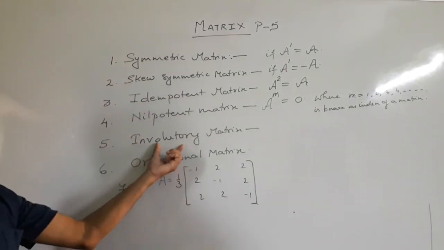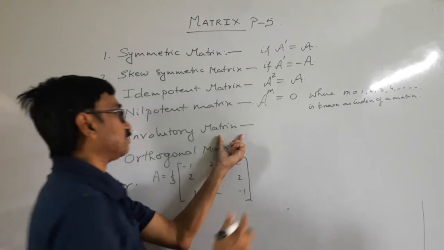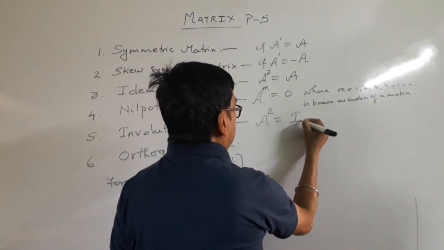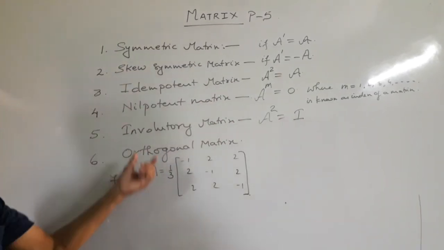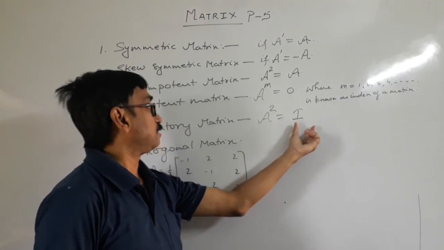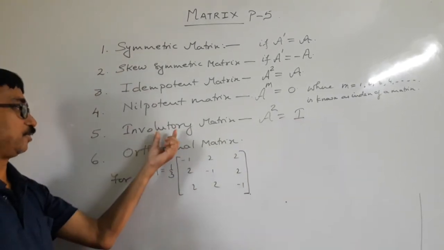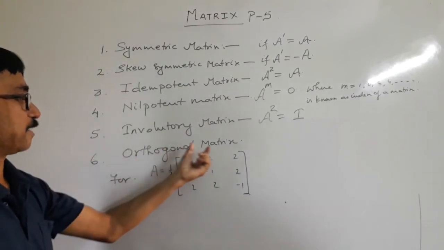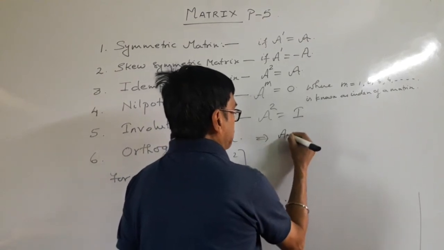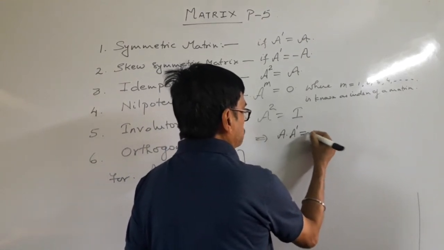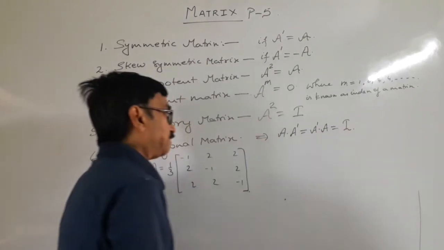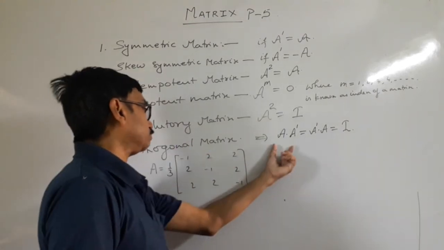इसी तरह involutory matrix, it is also a square matrix, and the condition is that A square must be equal to the identity matrix. If we are calculating A square and if we are getting the identity matrix of the same order, then that given matrix is known as the involutory matrix. For orthogonal matrix, it is also a square matrix. The condition is that A into A dash, that is transpose, or A dash into A must be equal to an identity matrix. I am putting one example here for the orthogonal matrix.